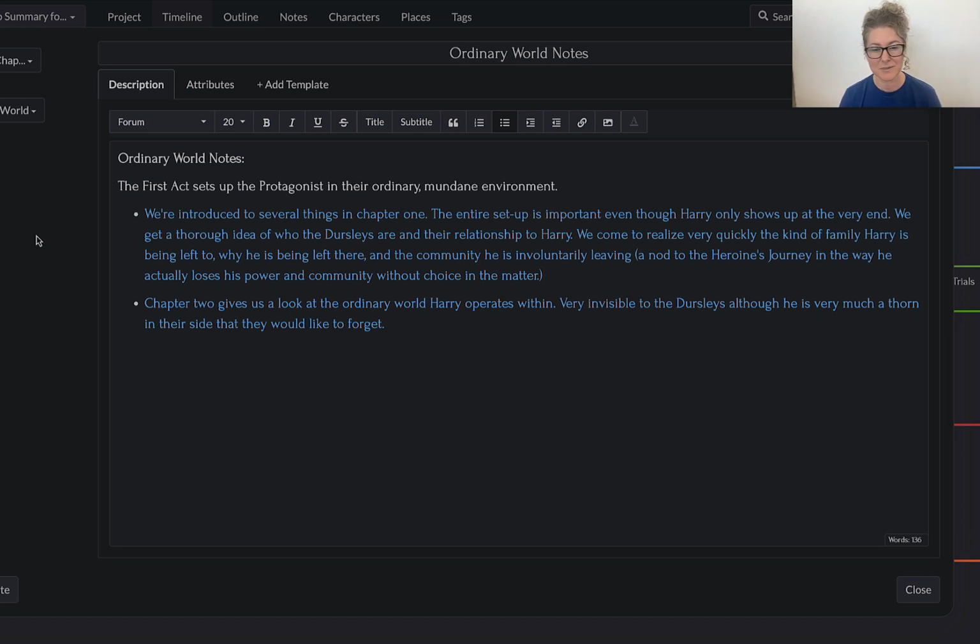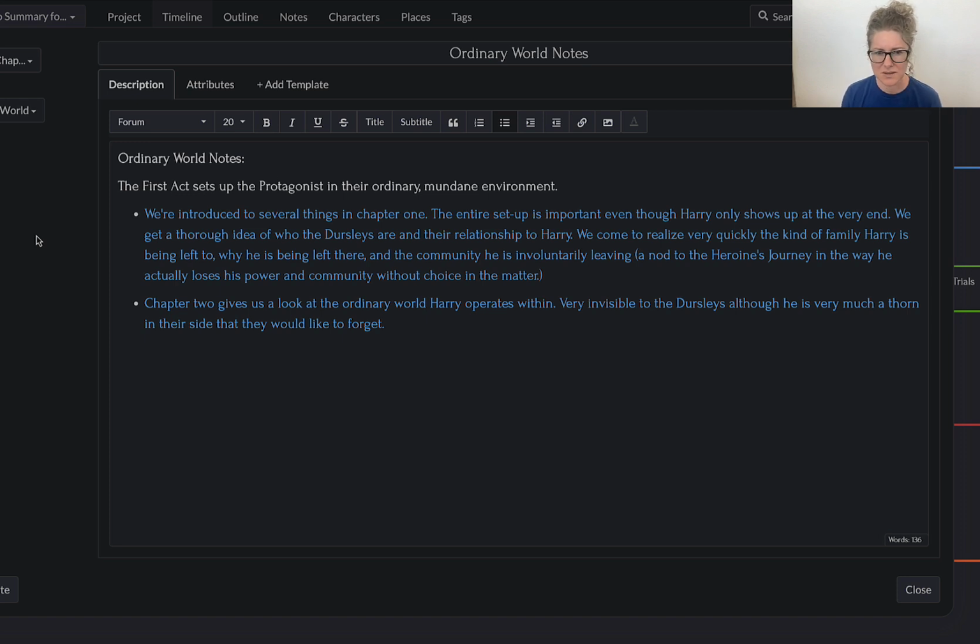And we come to realize very quickly the kind of family Harry is being left to, why he is being left there, and the community he is involuntarily leaving, which is actually a bit of a nod to the heroine's journey in the way he loses his power just as a baby by being taken out of that community without choice in the matter and just left on the Dursleys' doorstep.